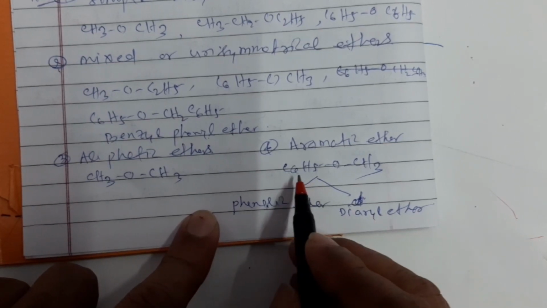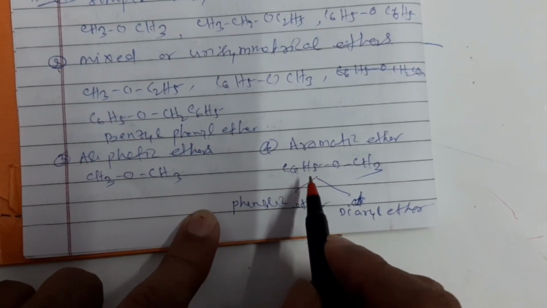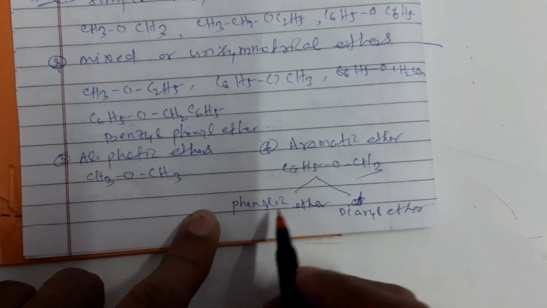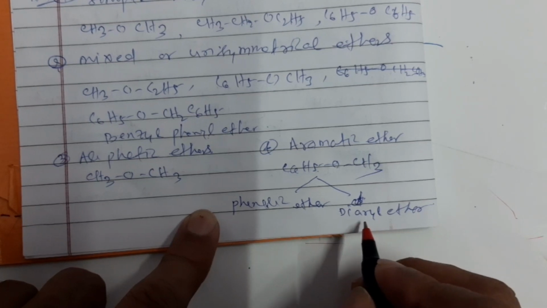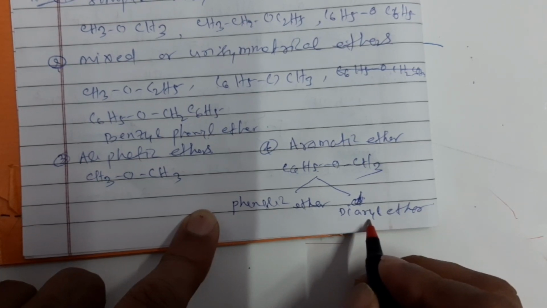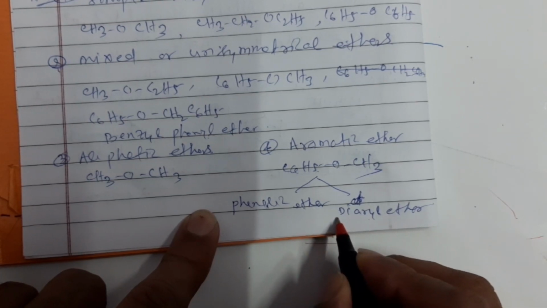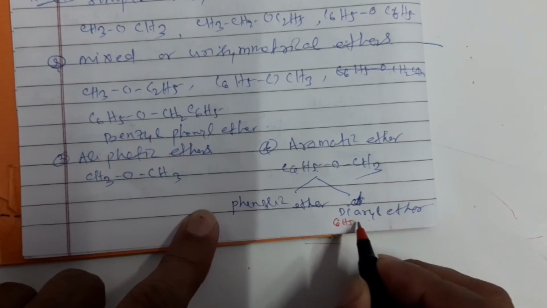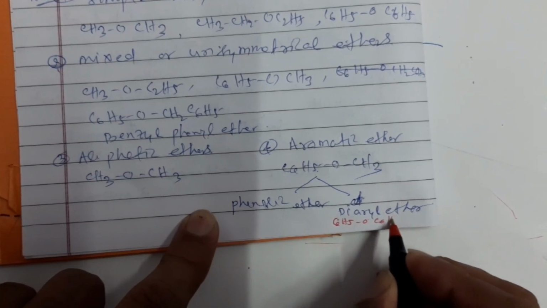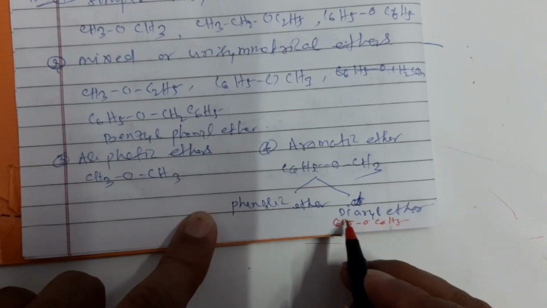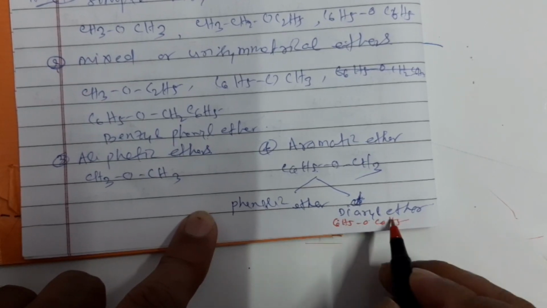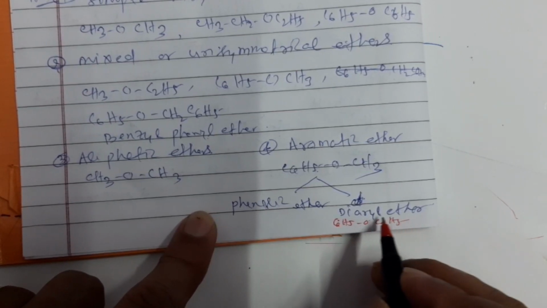So you see, if one of the groups is aromatic, then it is known as phenyl ether. So this is phenyl ether. Okay. If both the groups are aryl, then it is known as diaryl ether. You see, C6H5-O-C6H5. So this is known as diphenyl ether. If both the groups are aromatic, then it is known as diaryl ether.